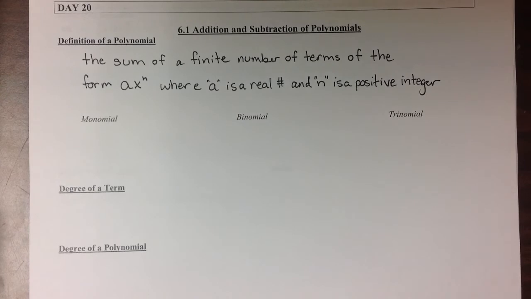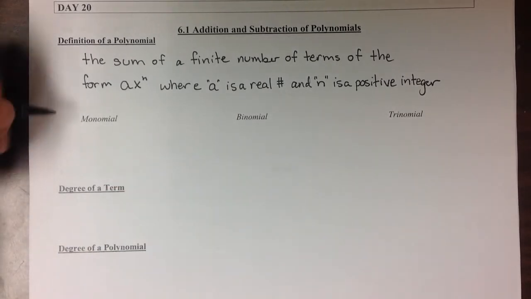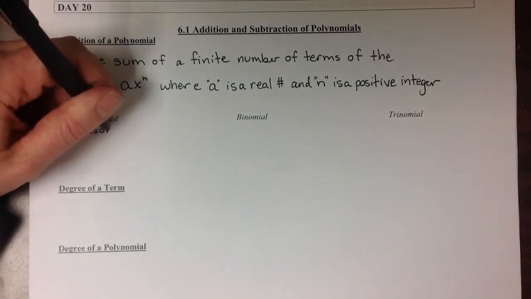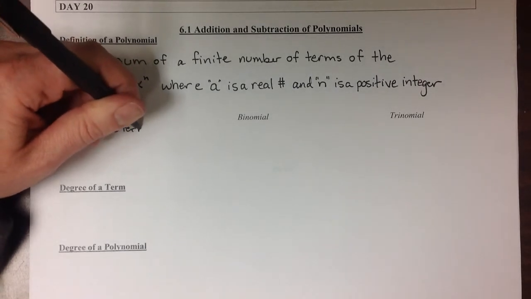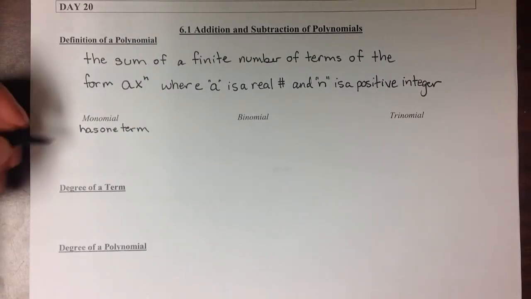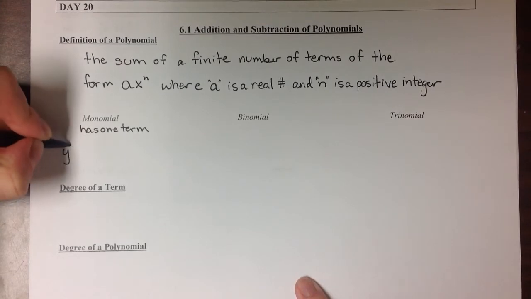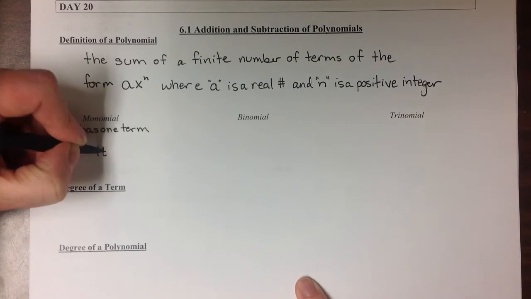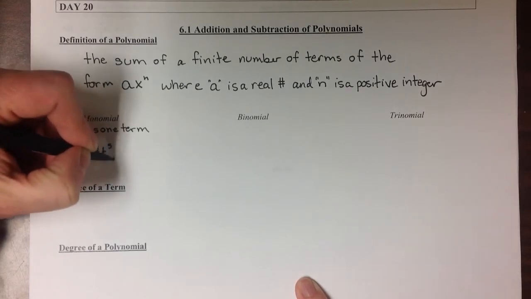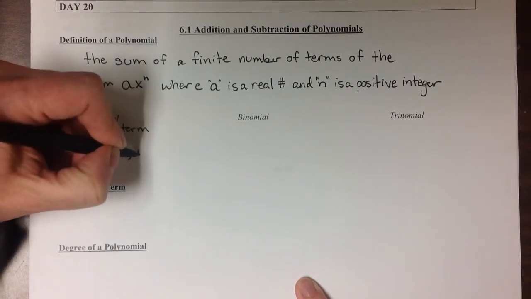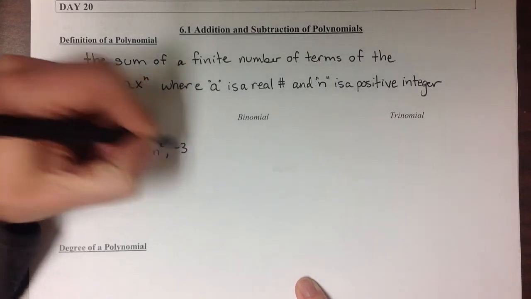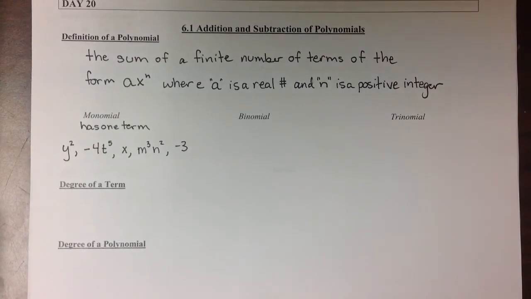So there are some specific types of polynomials that get their own special names. A monomial has just one term. So some examples of those would be things like y squared, or negative 4t to the 5th, or just a plain x, m cubed n squared, negative 3. All of those are examples of monomials.